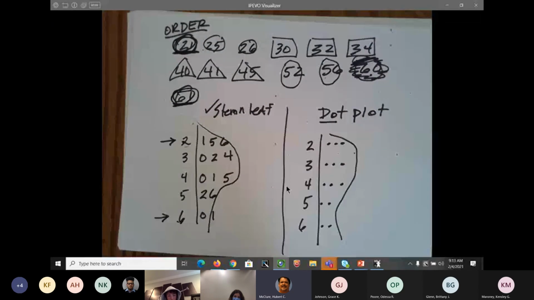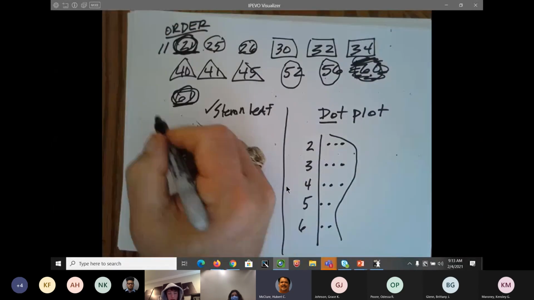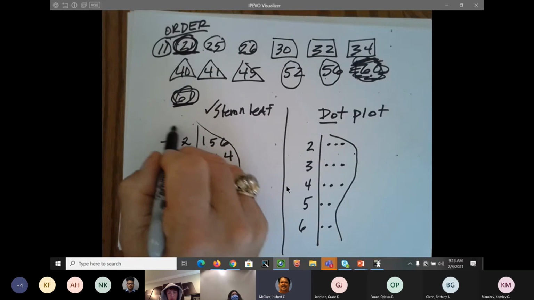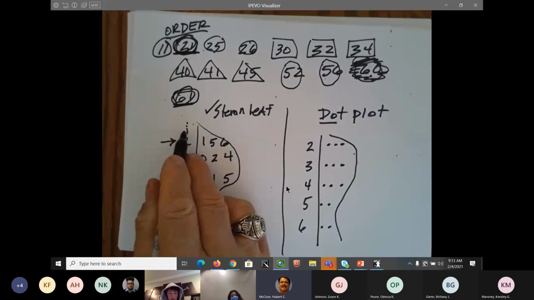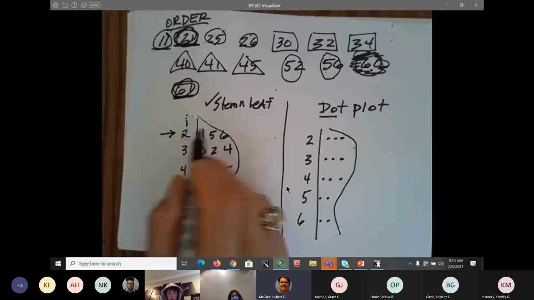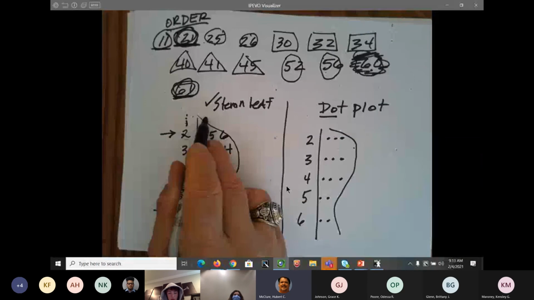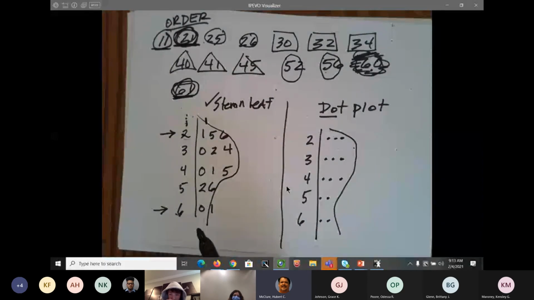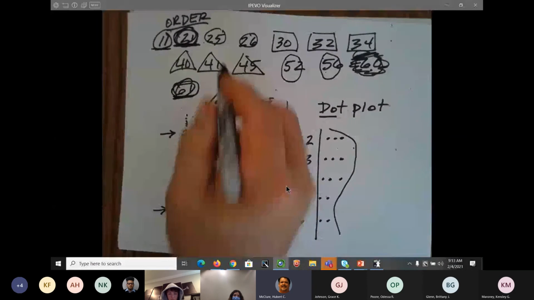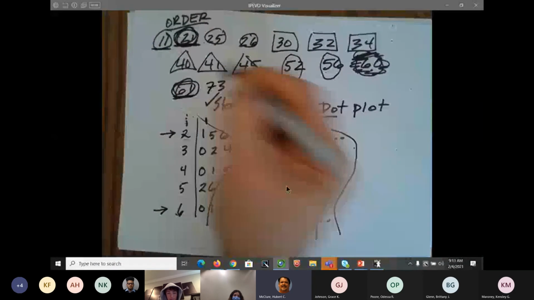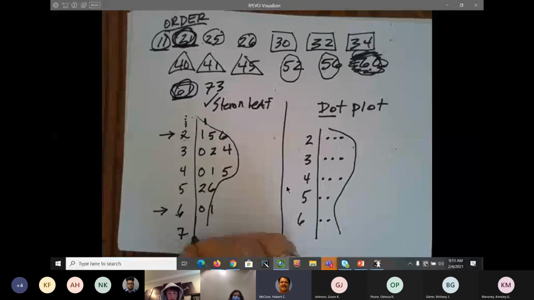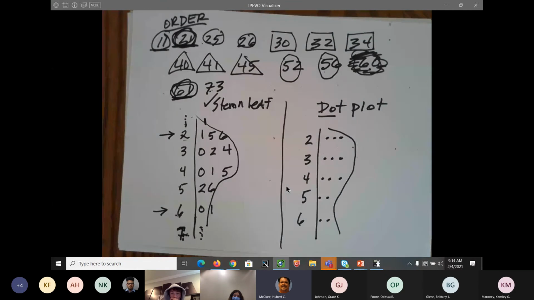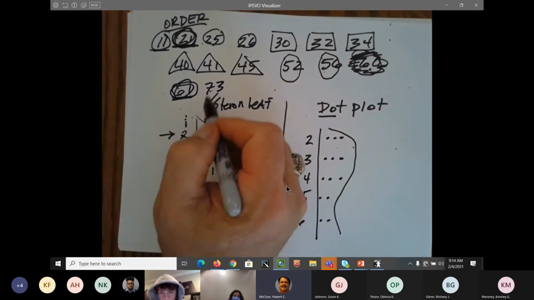What if I had an 11 right here? Then I would have a 1 right there because I have to have my 10s represented, and that would be a 1 right there if I had an 11. And the same thing, what if I had a 73 right here? Then I would have to bump this up to a 7 and put a 3 right there, that should have been dotted because I added that. So you always go with the lowest and the highest.